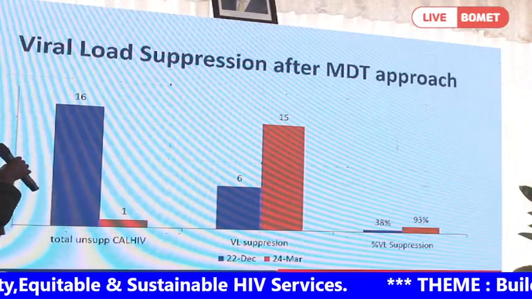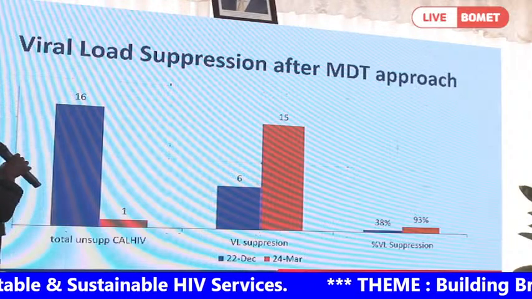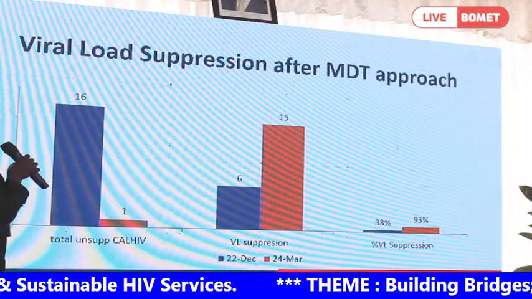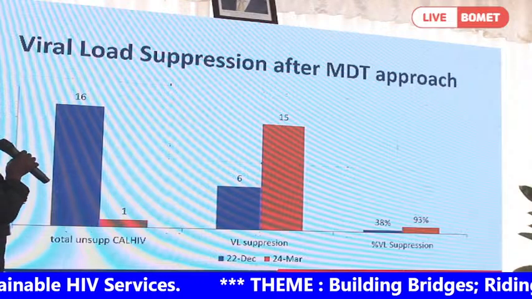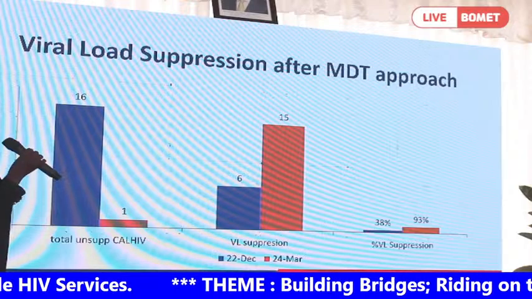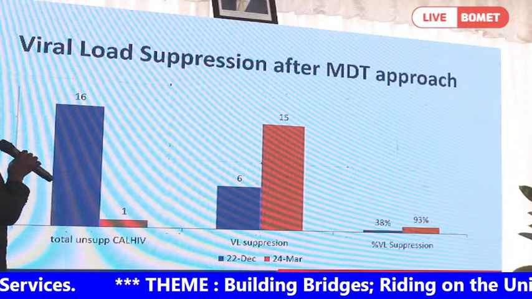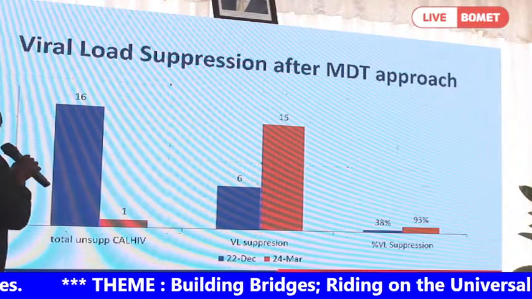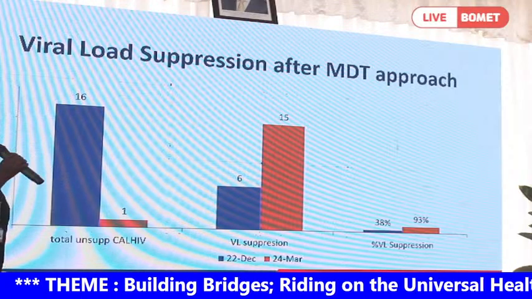This is what I have been discussing before, that we had 16 clients, and at baseline, only 6 clients were suppressed, which was 38%. And after the multidisciplinary team approach, 15 clients were suppressed, that is, the suppression was LDL, and they were suppressed consecutively 3 times. And we feel that at least that was an achievement as a multidisciplinary team.